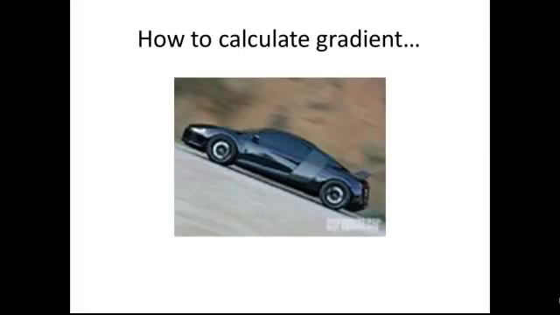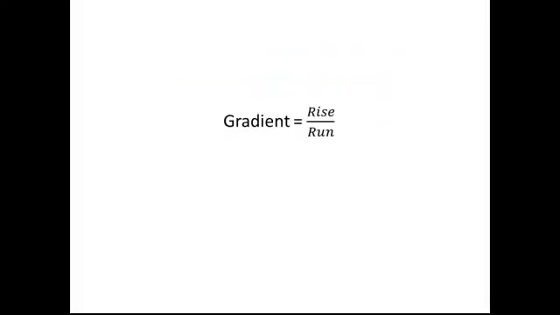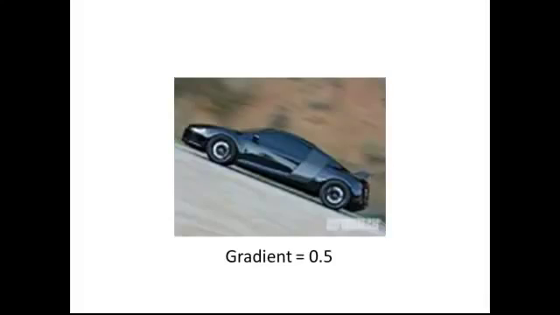To determine the gradient of this hill, we would first need to measure the distance of the vertical rise and the horizontal run. In this case, the vertical rise is 6 centimeters and the horizontal run is 12 centimeters. The formula which we use to calculate gradient is rise over run. We can then substitute the values which we just obtained into this formula. This gives us 6 over 12, which is 0.5. Therefore, the gradient of this hill is 0.5.